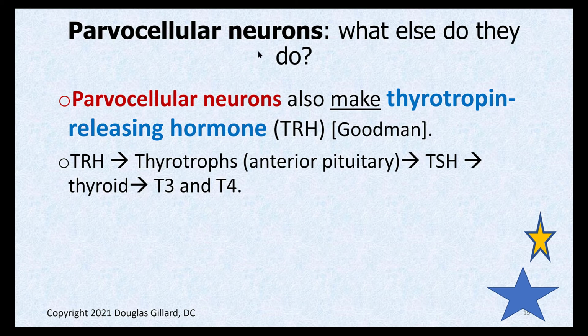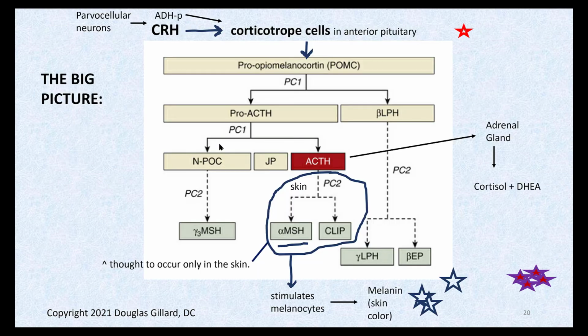So parvocellular neurons are actually really, really important. You don't want to have a mutation in those things because they're very important. That's all the farther we'll go down that pathway for now. This is just the big picture of everything we've said.